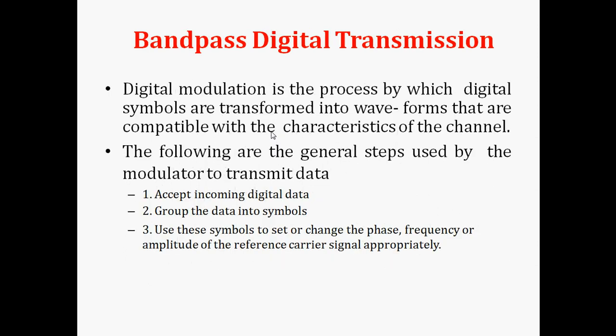Digital modulation is the process by which digital symbols are transformed into waveforms that are compatible with the characteristics of the channel. The following are the general steps used by the modulator to transmit the data. What will the modulator do? It will accept the incoming digital data, then group the data into symbols and use these symbols to set or change the phase, frequency or amplitude of the reference carrier signal appropriately.